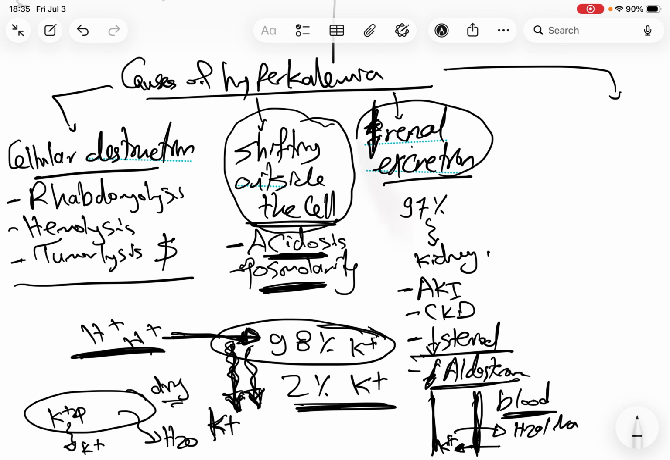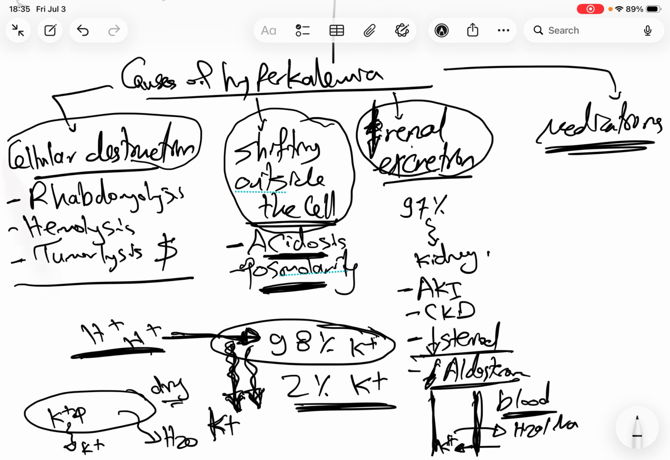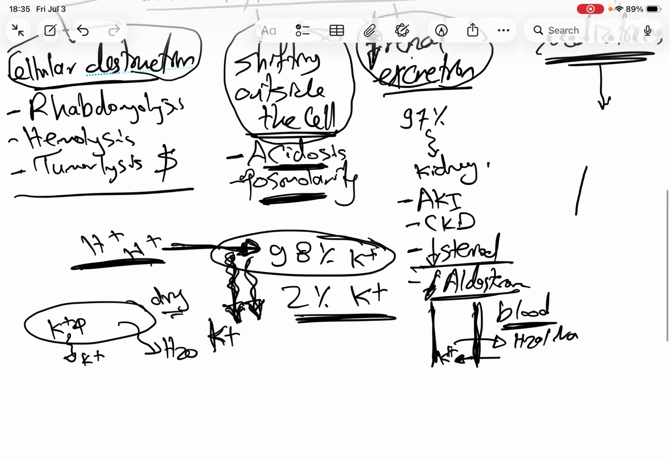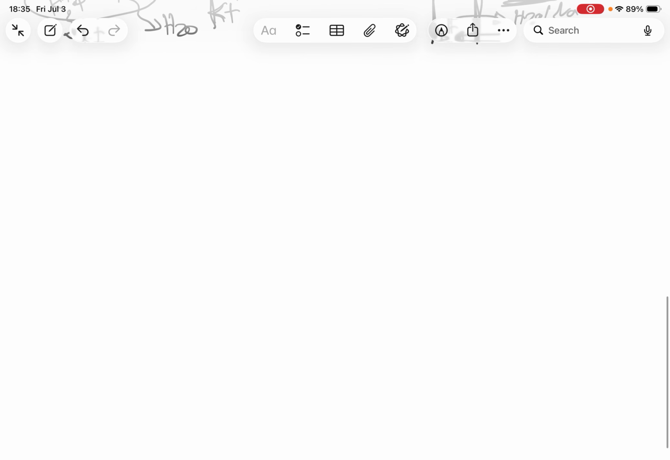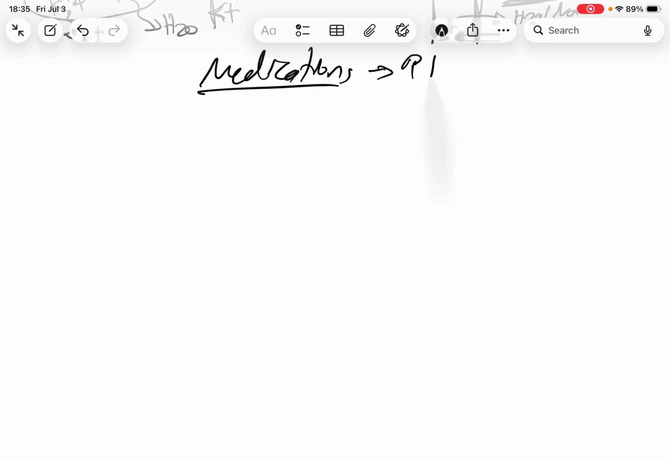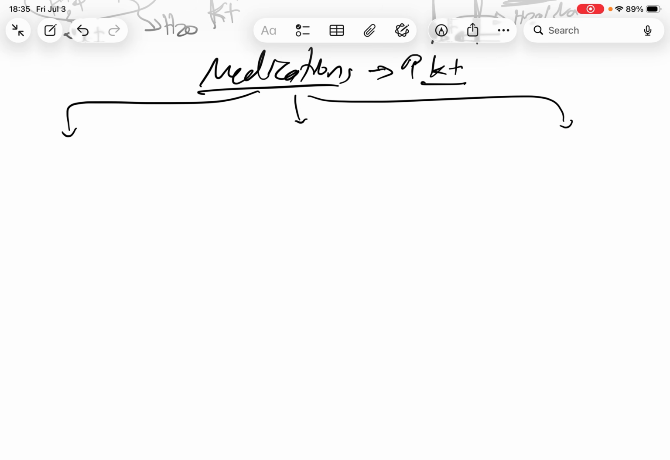And of course, some medications can cause hyperkalemia. So cellular destruction, or shifting outside the cell, or decreased renal excretion. We will talk in detail about the medications. What are the medications that can cause hyperkalemia? Medications that can cause hyperkalemia are classified in 3 families, and most of these medications act on the aldosterone.